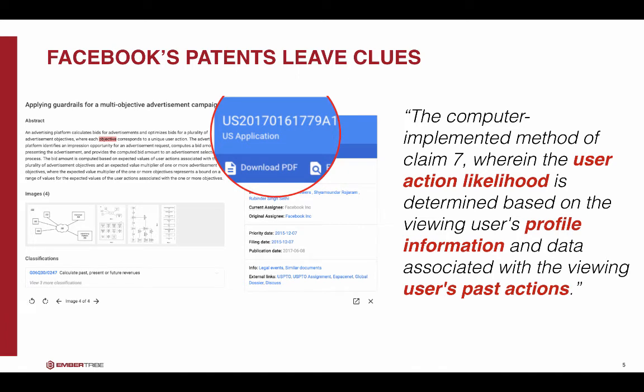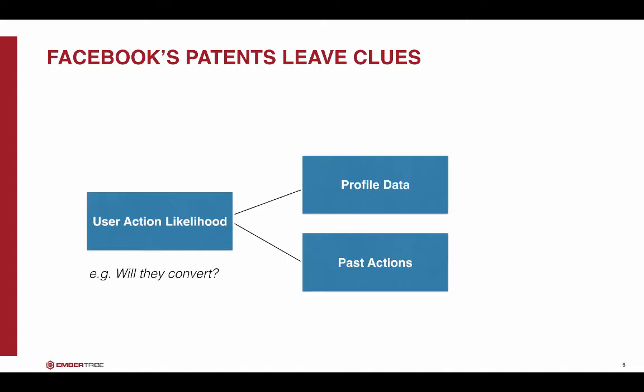One of those patents is US 2017, and so on. I'm not going to bore you with all the details, but I did want to surface one piece of one particular patent that surfaces this concept of a user action likelihood. User action likelihood is really just a score that Facebook is calculating to understand how people will take certain actions. It's part of an algorithm, a calculation, where they're understanding what a person is likely to do on their platform.